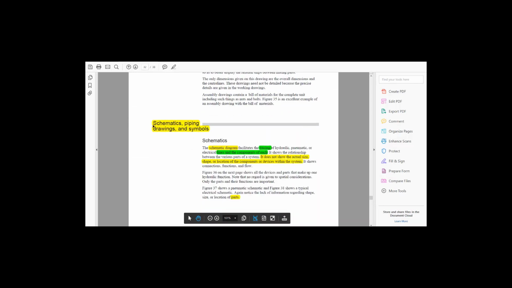Okay, so now we're moving on to schematics, piping drawings, and symbols. Schematic diagrams facilitate the tracing of hydraulic, pneumatic, and electrical lines or components, and they don't show the actual sizes, shapes, or locations of those components. All it does is assist you with troubleshooting, and also with disassembly and reassembly.